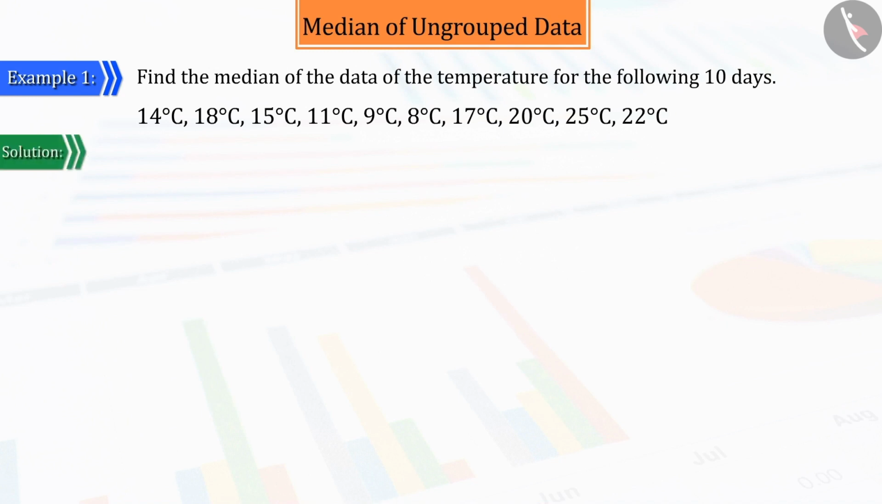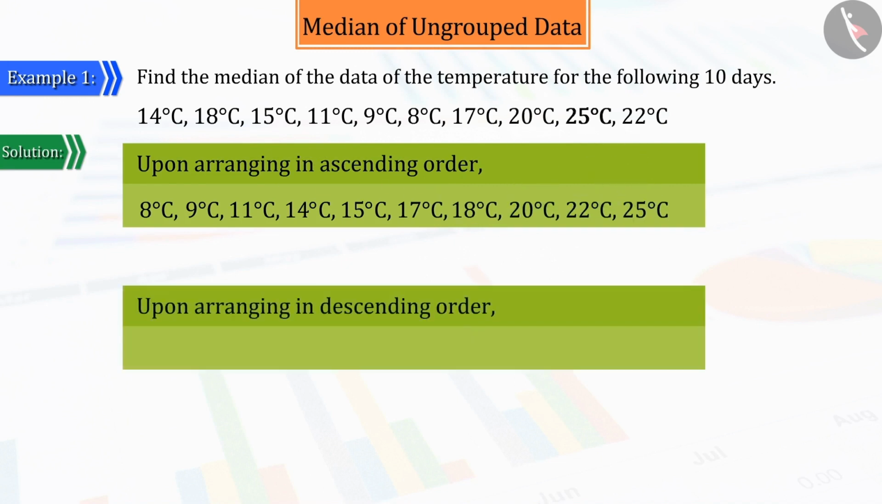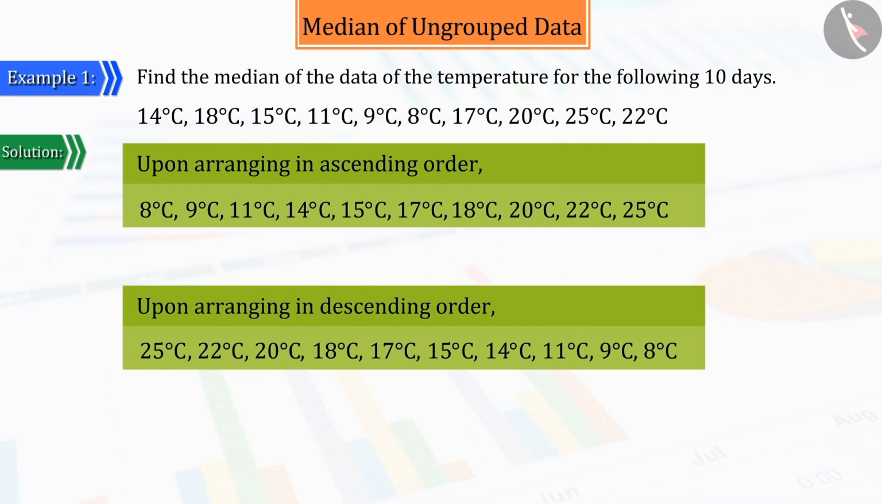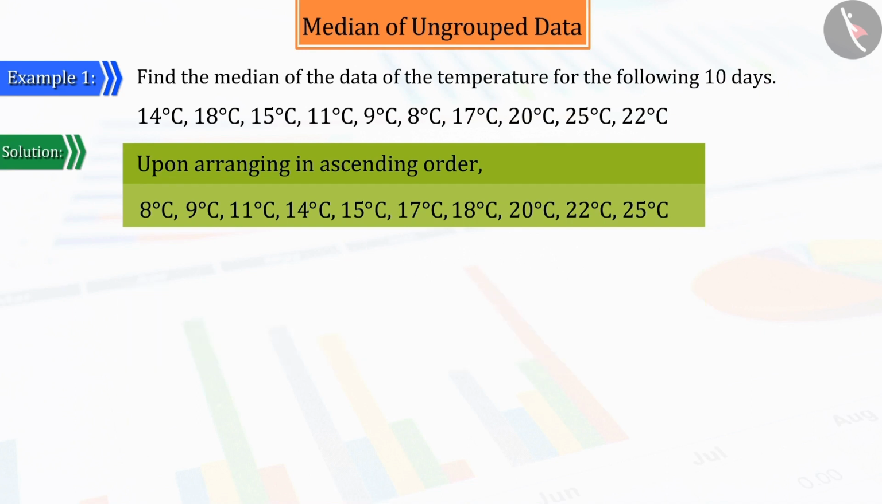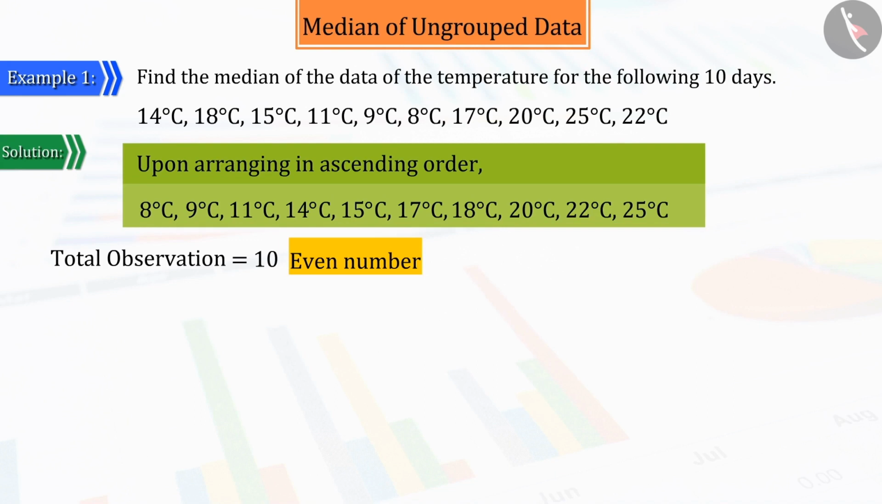For median, we first arrange the observations in ascending order or descending order. Then we assess the observations and find whether they are even or odd. As you can see, the total number of observations given is 10, which is even.